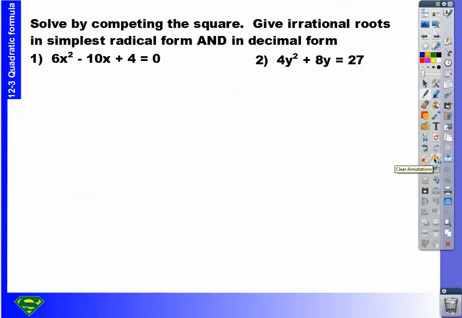Okay, there we go. So now we have a quadratic, and we're going to remember that we're looking for ax squared plus bx plus c is equal to 0.